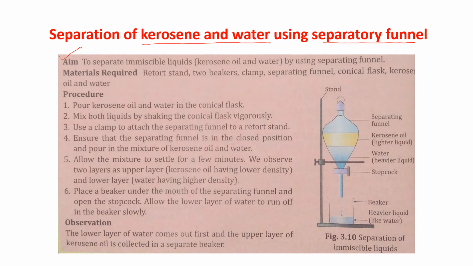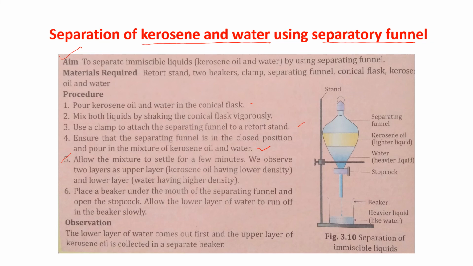Pour kerosene oil and water in the conical flask. Mix both liquids by shaking the conical flask vigorously. Use the clamp to attach the separating funnel to a retort stand. Ensure that the separating funnel is in the closed position and pour the mixture of kerosene oil and water. Allow the mixture to settle for a few minutes.